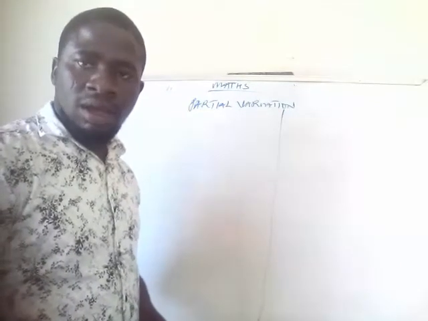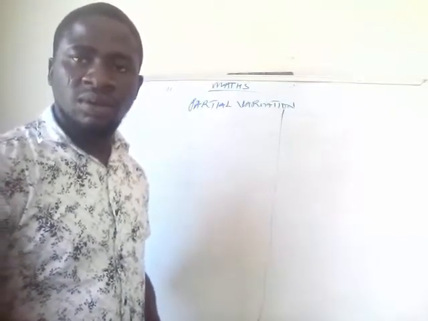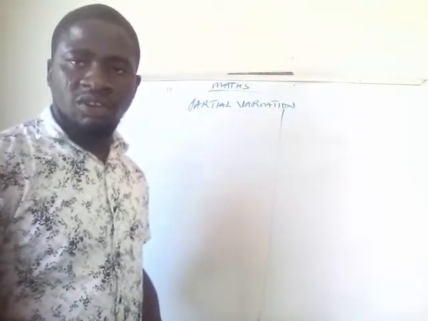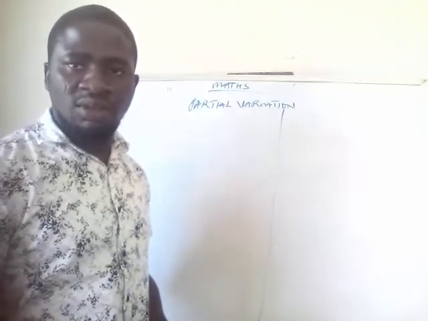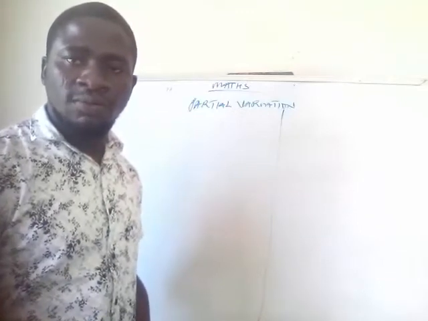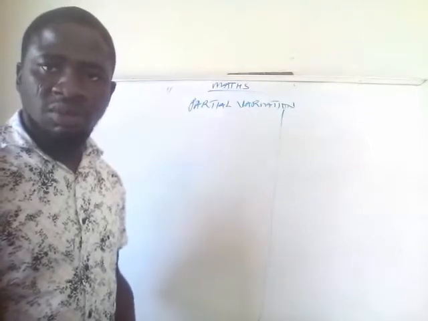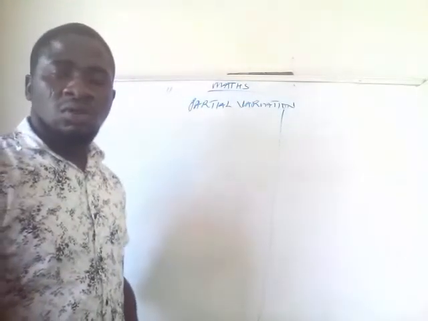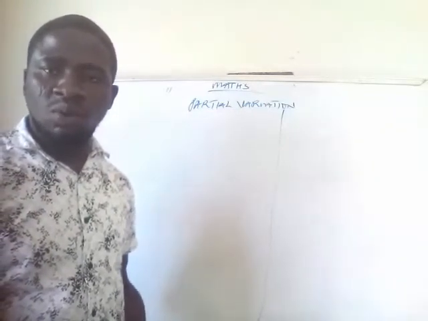The last topic on variation, that's what we want to treat now: partial variation. The only way to solve partial variation is through simultaneous equations. You cannot solve partial variation without using simultaneous equations. That's why we have been able to treat simultaneous equations before now. So it's for this purpose. Now we go to the main question.